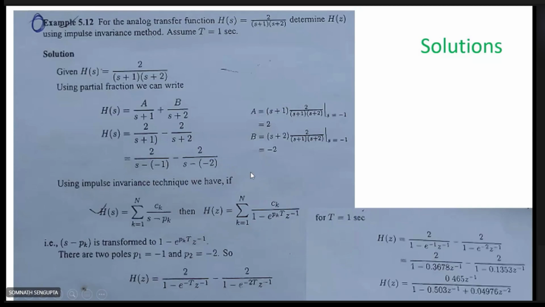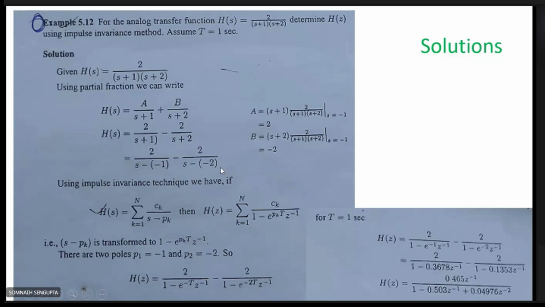So according to the formula, H(z) is equal to summation ck divided by 1 minus e to the power pkT times z inverse. In place of pk, the poles, you just put the two values, minus 1 and minus 2.